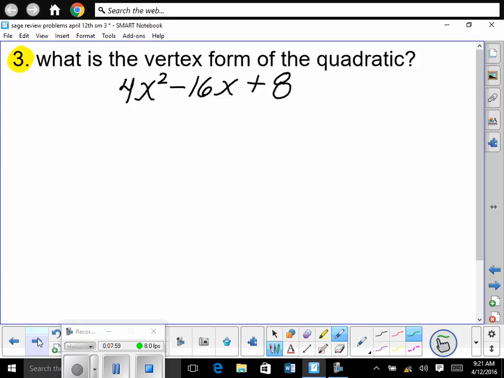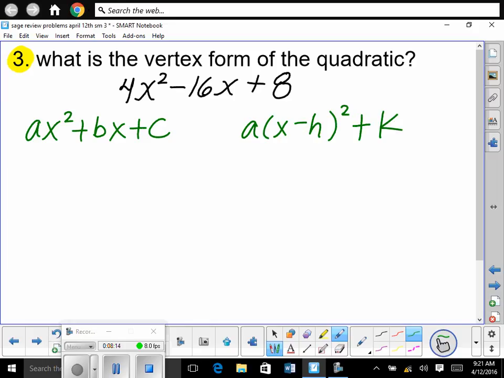Okay, number 3, go, write it down. This problem says, what is the vertex form of a quadratic? Remember, there are 2 forms of a quadratic. Standard form is ax squared plus bx plus c. Vertex form is a times x minus h squared plus k. Right, everybody? So this is in standard form. We want to take it to vertex form. We do that by completing the square.